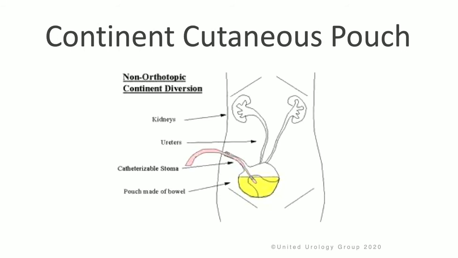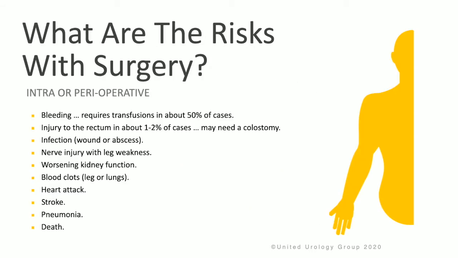Non-orthotopic continent diversion is displayed here. This shows the pouch made of bowel with a catheterizable stoma that's attached to the skin. There are risks with this surgery: bleeding, requiring transfusion in about 50% of cases, rectal injury in 1 to 2% of cases, which may require a colostomy, infection, nerve injury, worsening kidney function, blood clots, heart attack, stroke, pneumonia, and death.